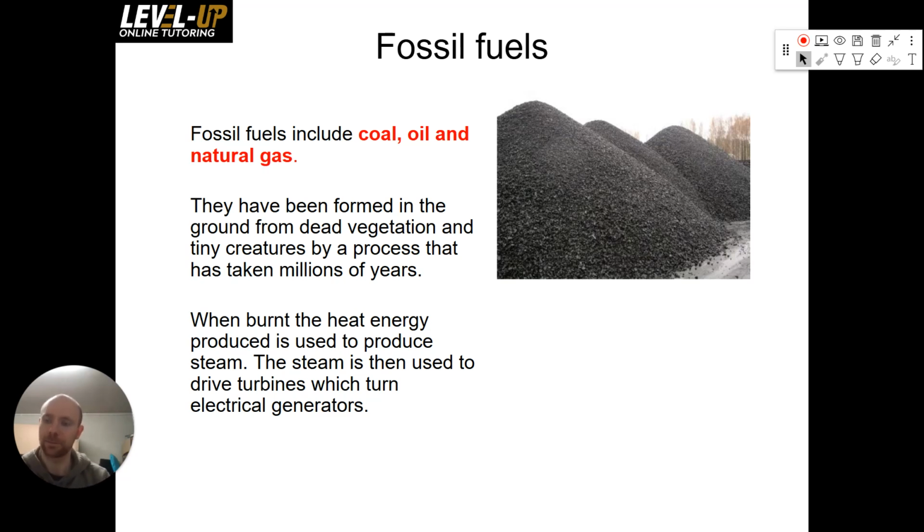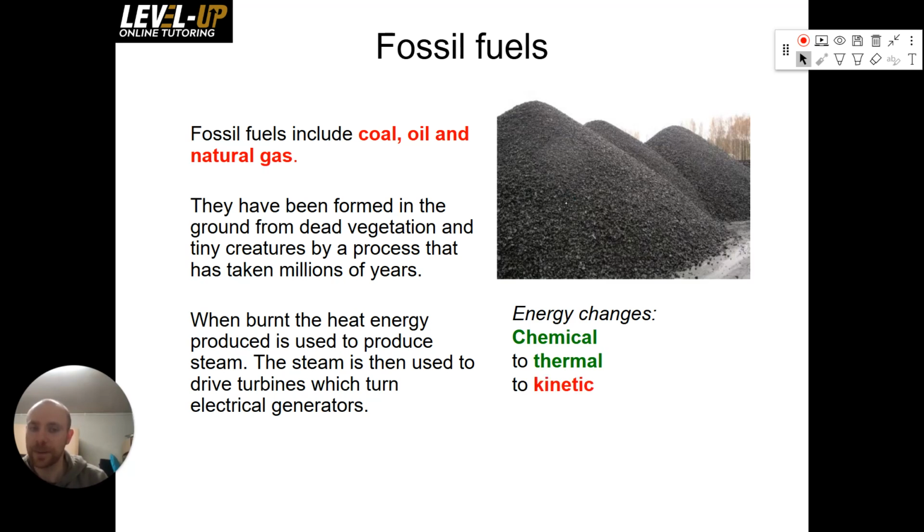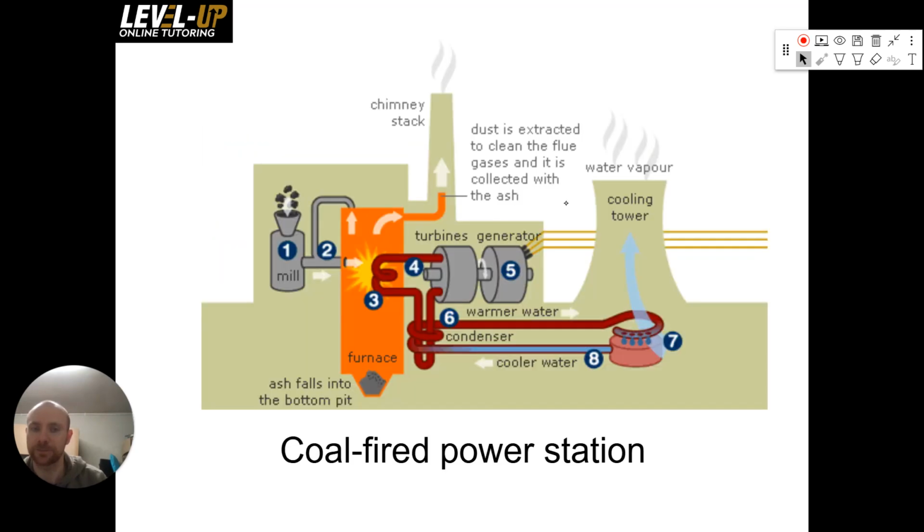That in turn, as we talked about in the previous video, can cause motion. Okay, if we can cause water to boil and produce steam, then the kinetic energy that's produced as a result can turn turbines and turn electrical generators. So the energy changes here: we start with coal, oil or natural gas. They contain that carbon, they contain chemical energy within them. We burn that and it turns into thermal energy. Then that thermal energy is used to boil the water, and the kinetic energy of that steam is forced through generators and turbines. The generators will then produce electrical energy.